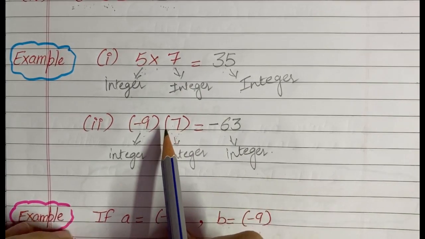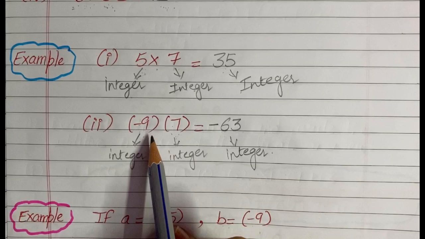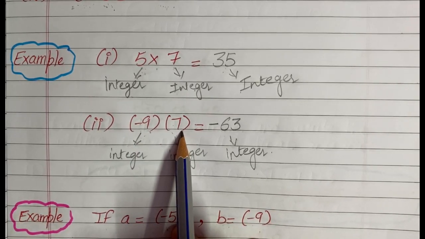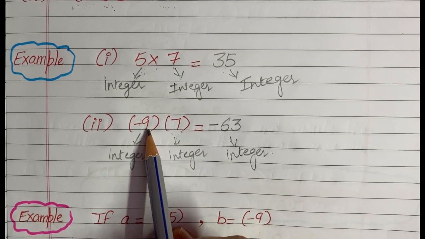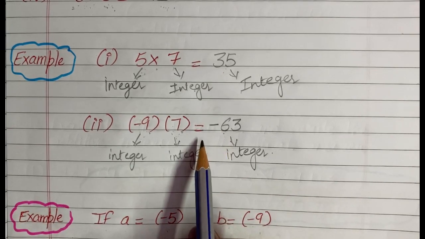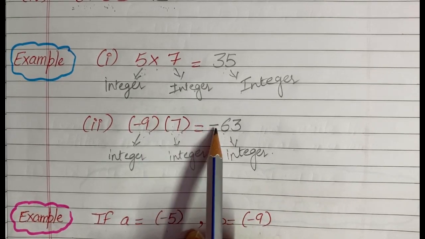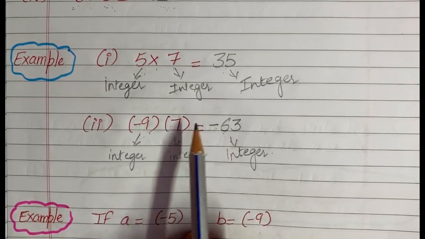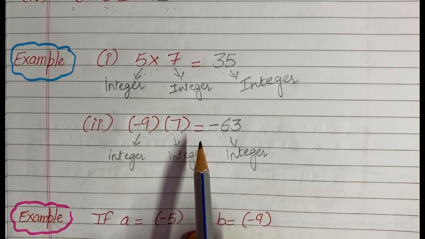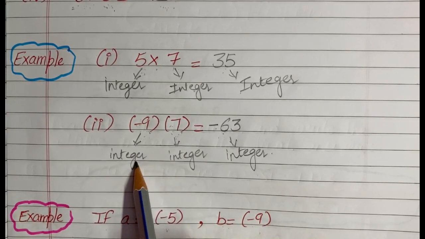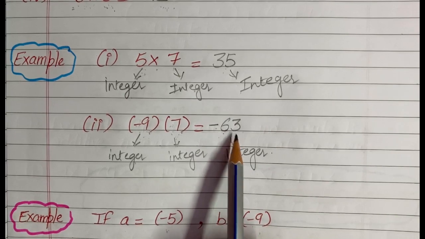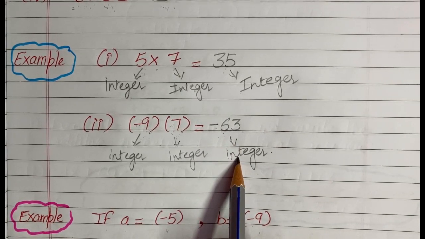Now students, I have taken one more example, in which I have taken minus 9 inside the bracket 7. On multiplying 9 and 7, what will we get? We will get 63, and which sign will we take? We will take the minus sign, because minus plus is minus. So minus 9 into 7 will give us minus 63, where this minus 9 is an integer, this 7 is an integer, and the answer minus 63 is also an integer.